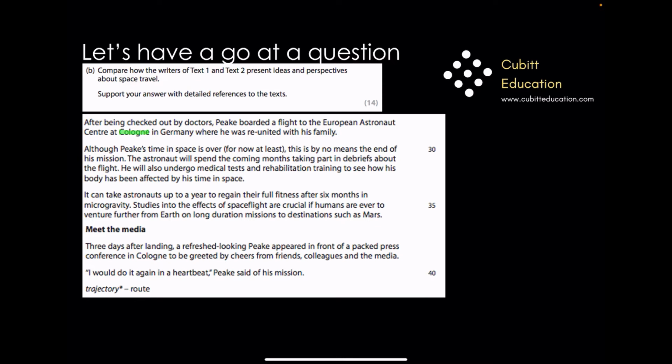Meet the media. 3 days after landing, a refreshed-looking Peake appeared in front of a packed press conference in Cologne to be greeted by cheers from friends, colleagues and the media. "I would do it again in a heartbeat," Peake said of his mission. And here it tells you what trajectory means, and it was route.